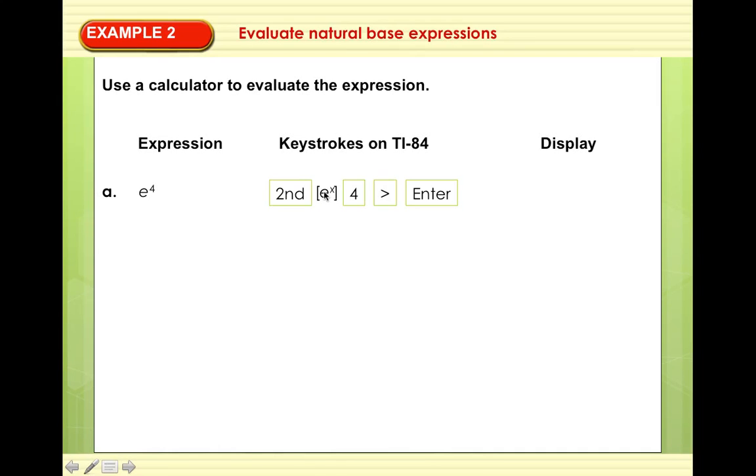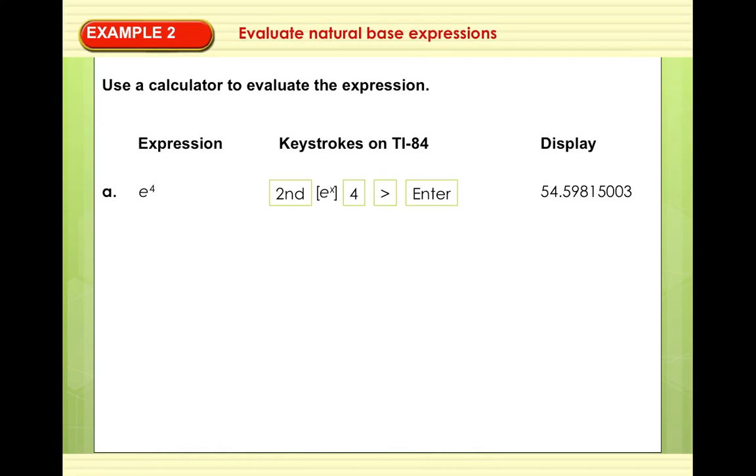Okay, so second and then the e to the x button, and then you're going to push 4 because that's our exponent here. Then you need to push the right arrow key to get you out of the exponent spot. If you notice when you type the 4 on a TI-84, it actually looks like it's up in the exponent spot. So you need to move your cursor out of the exponent by using the right arrow. And then you can push enter, and you should get an answer that looks something like this.